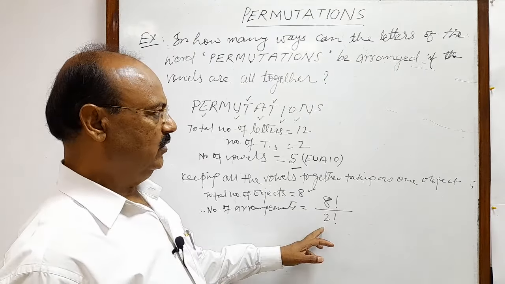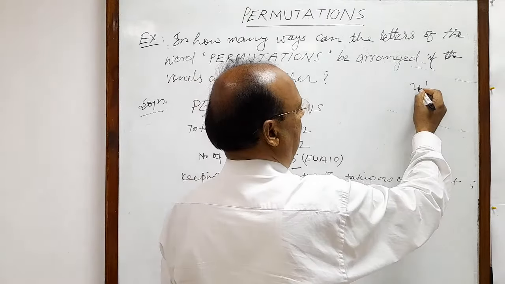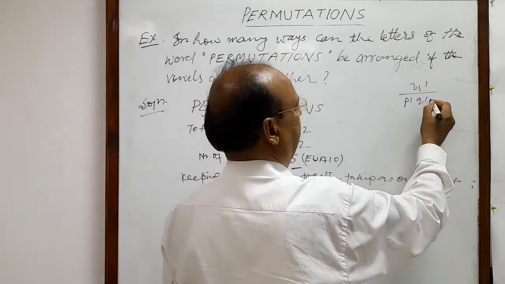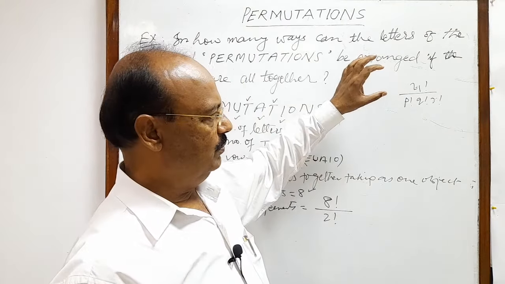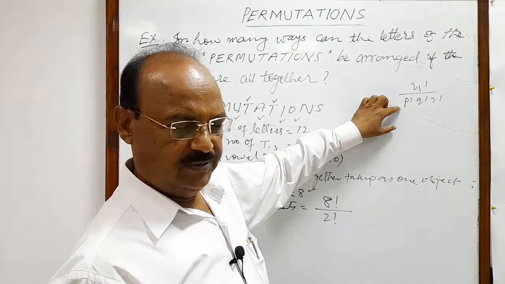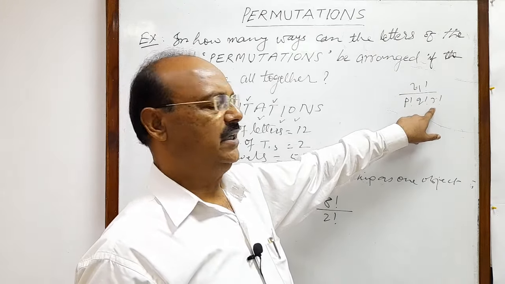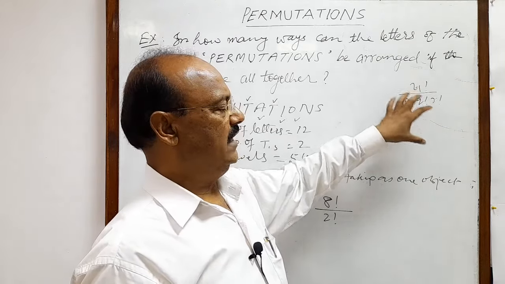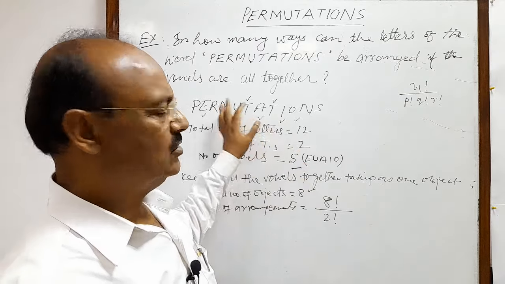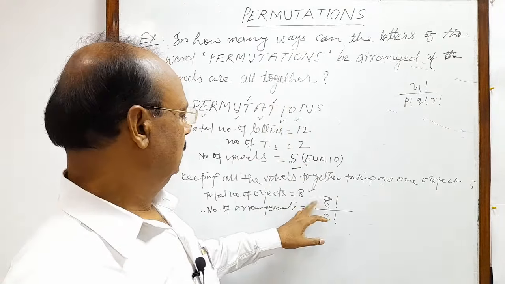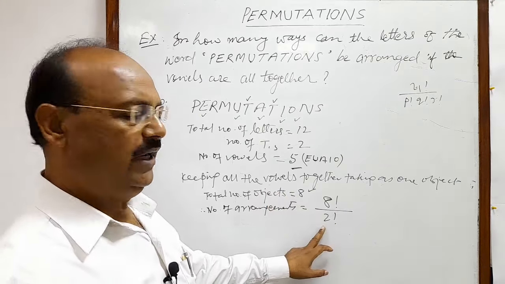How 8 factorial by 2 factorial? Because we have discussed several times the formula, n factorial by p factorial, q factorial, r factorial, when the total number of objects is n and there are p alike objects of one kind, q alike objects of another kind, r alike objects of another kind, then the number of arrangements will be like this. So we have 2 T's and the rest of the letters are distinct, different. So the total number of arrangements taking all the 5 vowels together will be 8 factorial divided by 2 factorial.